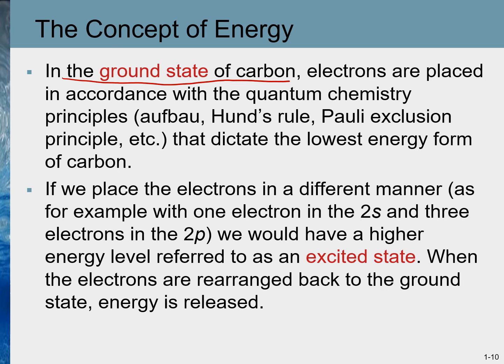Now if we place the electron in a different manner, for example, instead of placing the first electron in 1s, we place it in 2s or higher. So in doing so, the electron will have now higher energy, and this state is referred to as excited state. And keep in mind that excited states are unstable, and the electron would like to go back to ground state, and when it does go back to ground state, it will release all the extra energy. So that extra energy which is released, that's the potential energy.